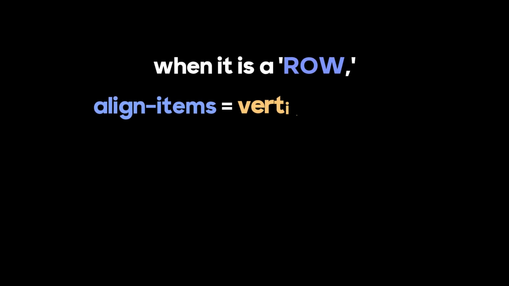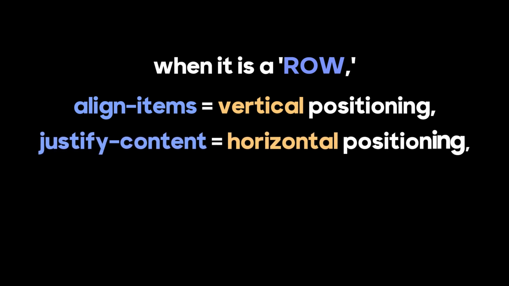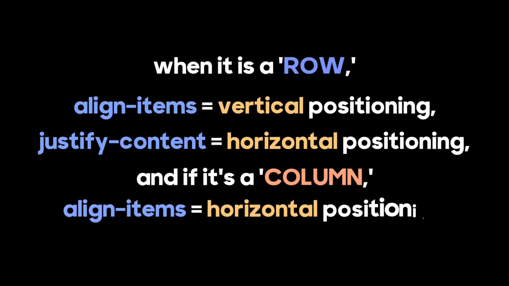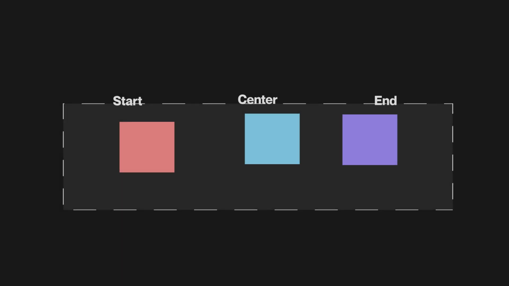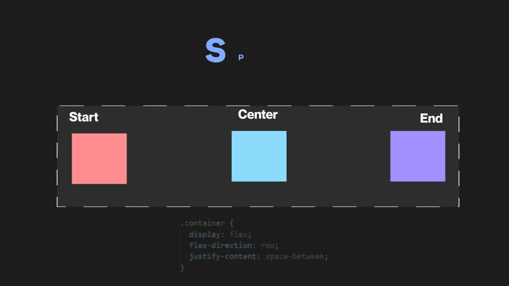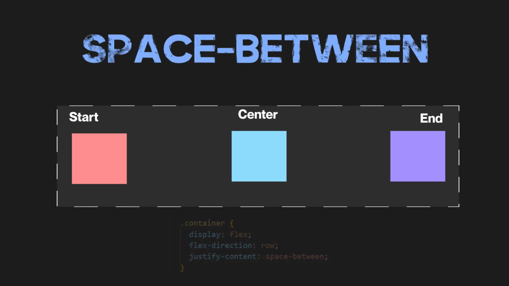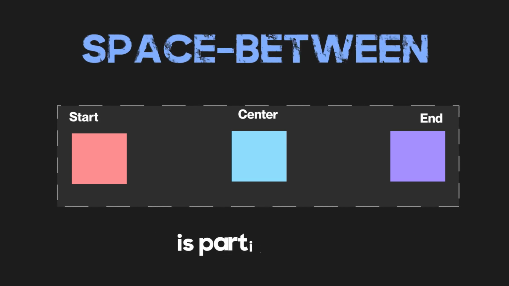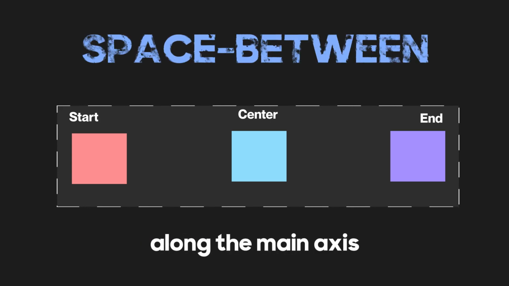Just remember, when it is a row, align items equals vertical positioning, justify content equals horizontal positioning. And if it's a column, align items equals horizontal positioning, justify content equals vertical positioning. Justify content also has a property called space between, where it positions the flex items with equal spacing between. The space between value for the justify content property in Flexbox is particularly useful when you want to evenly distribute the available space along the main axis.